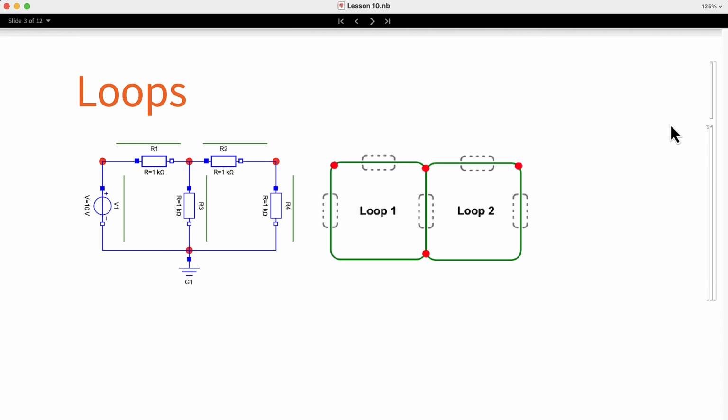The difficulty of finding the loops will depend on how complex your circuit is. For some circuits, it's going to be very easy to detect them, like in this one. But as the circuit grows, it will be a little bit more challenging. And one recommendation is to redraw your circuit so you can easily find the loops.